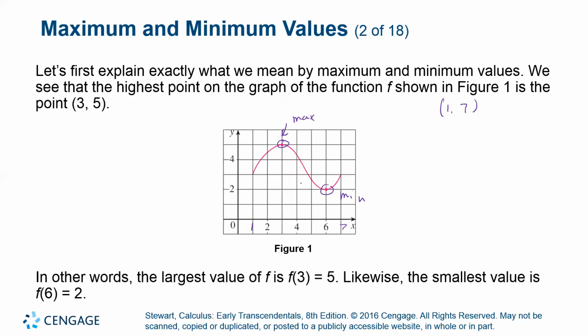Now you can see the x value there is 3, and that is 6. So f of 3 is equal to 5, and f of 6 is 2. So we'll say that this is the maximum value, and that is the minimum value. It is the largest value over the interval 1 to 7, that's 5, and 2 is the minimum value, or the smallest.